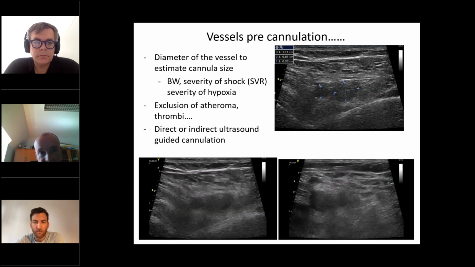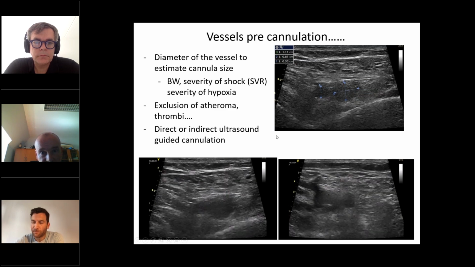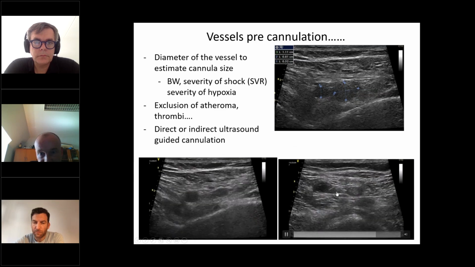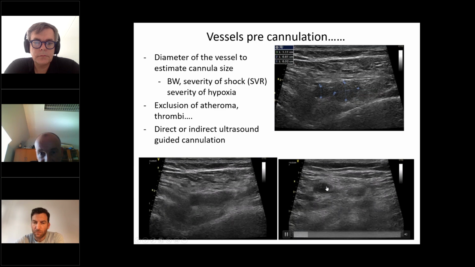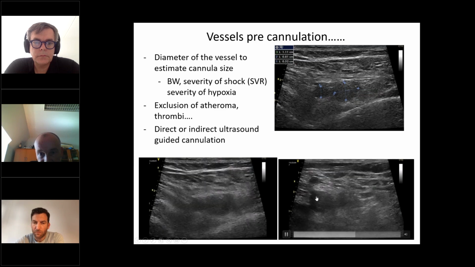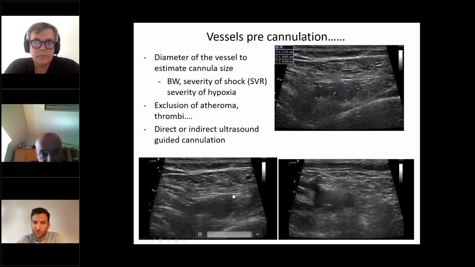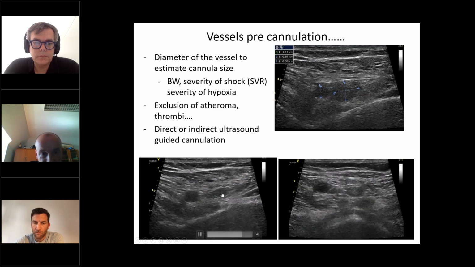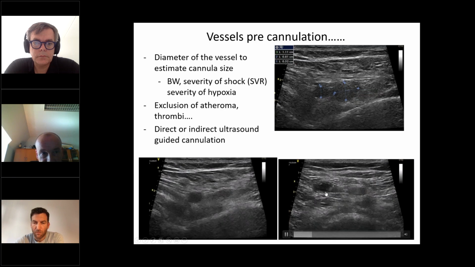And you should also exclude, for example, deep venous thrombosis, which is seen here before the ECMO insertion. This is a non-compressible thrombotic femoral vein, and this is much better. This one is the other side of the same patient at the same time, which is much more compressible than this one, where there's a thrombus.